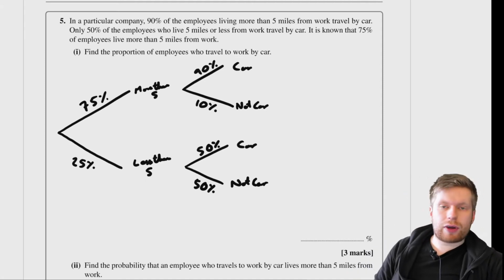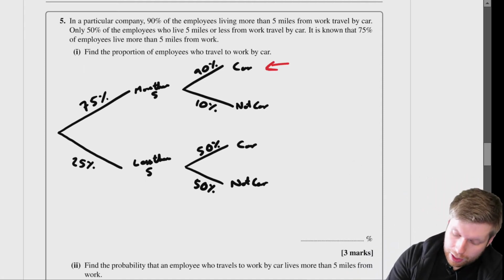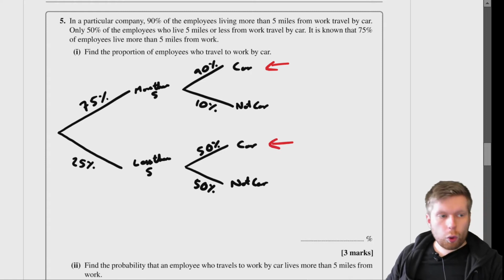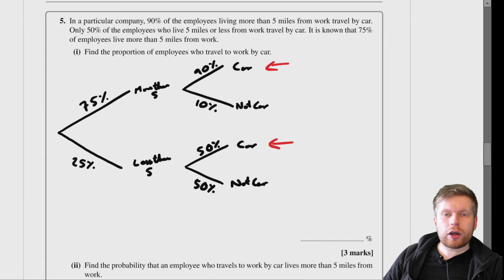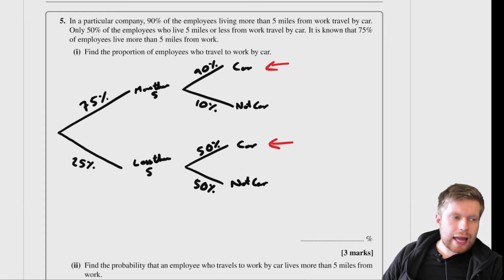Well, are you happy there's 2 ways of travelling to work by car? Either this is travelling to work by car, or this is travelling to work by car. So either you live more than 5 miles from work and you travel to work by car, or you live less than 5 miles from work and you travel to work by car.